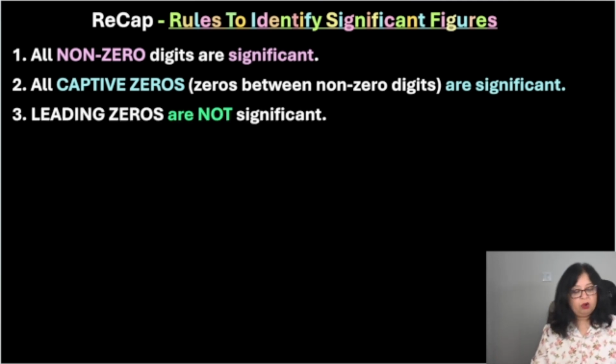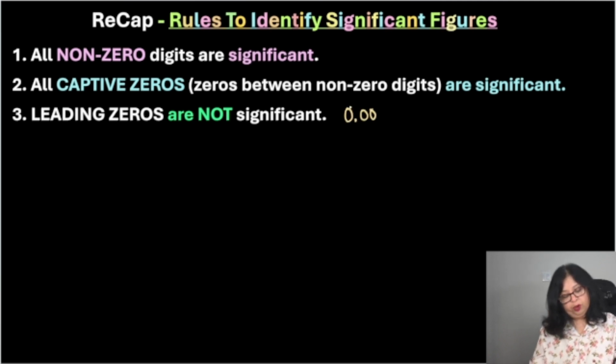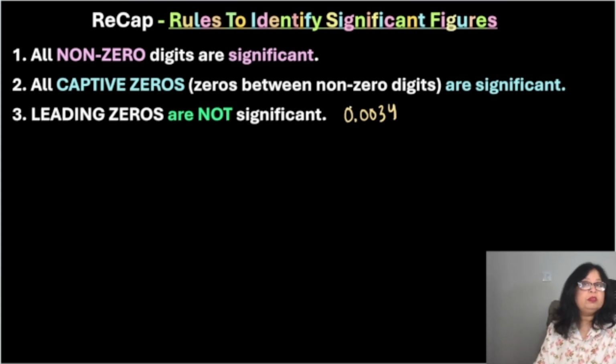Leading zeros are not significant. Leading zeros are, for example, in 0.0034. These zeros are to the left of the first non-zero digit. And these are not significant. So the 3 zeros in 0.0034 are not significant, but the 2 non-zero digits, which are 3 and 4, are significant. So there are only 2 sig figs here in 0.0034.